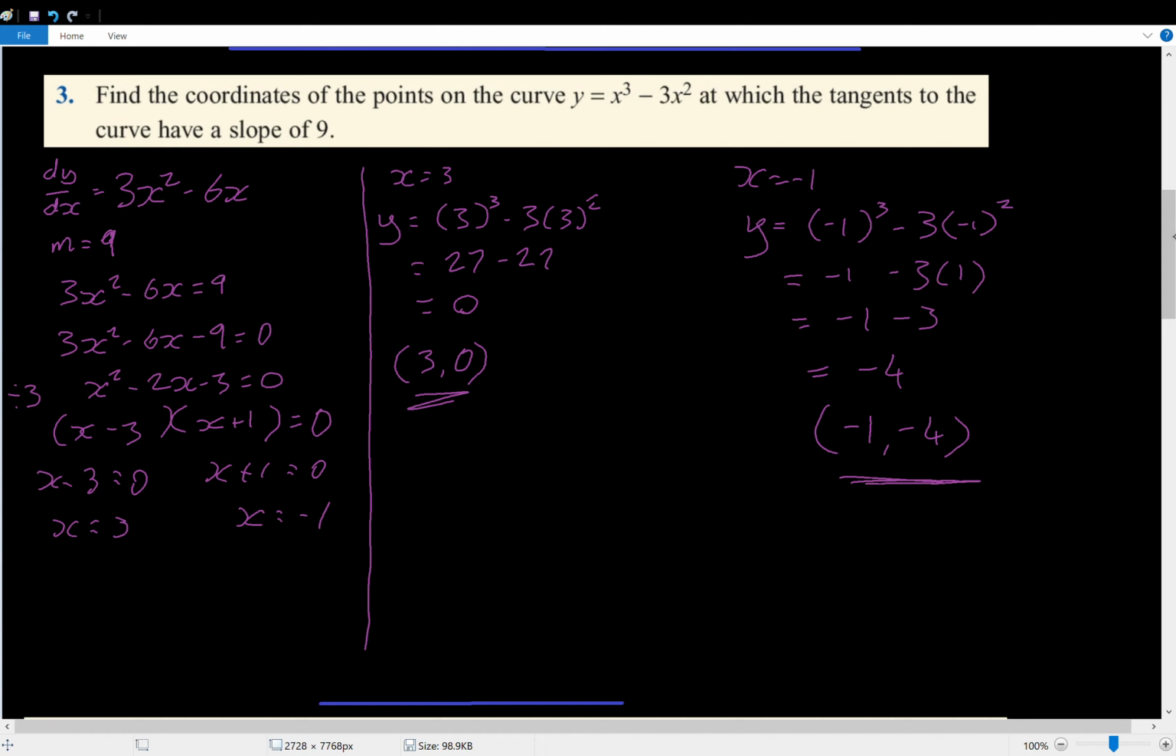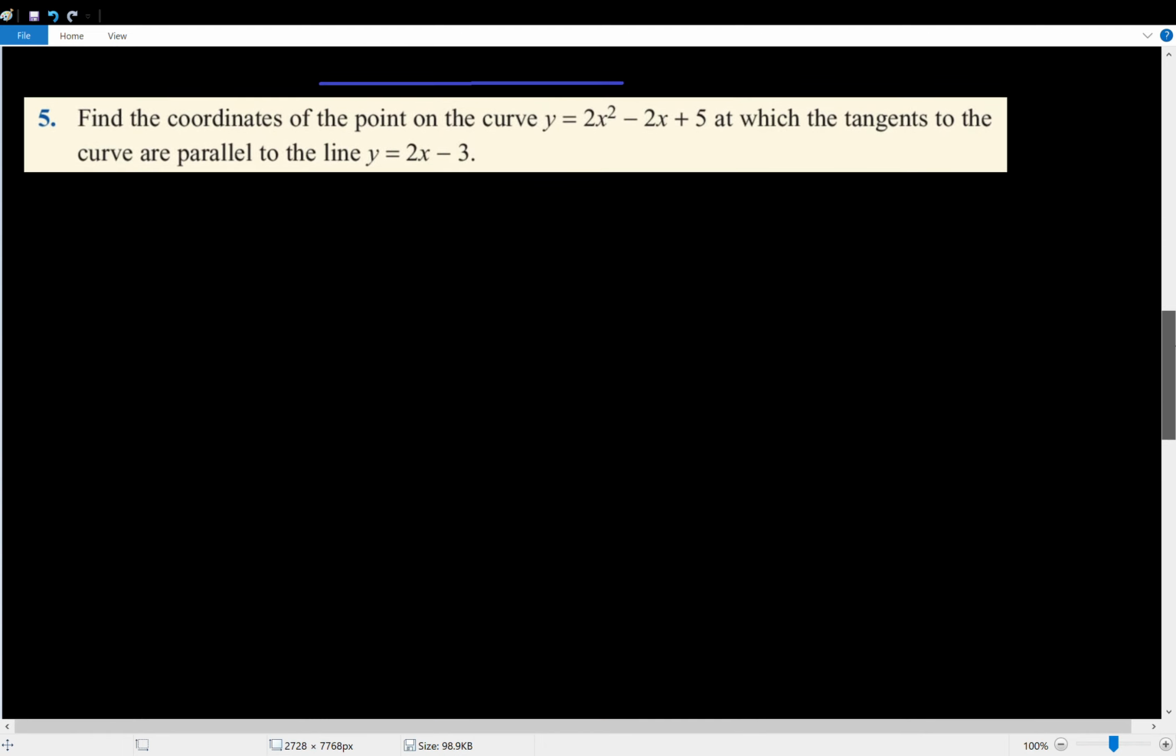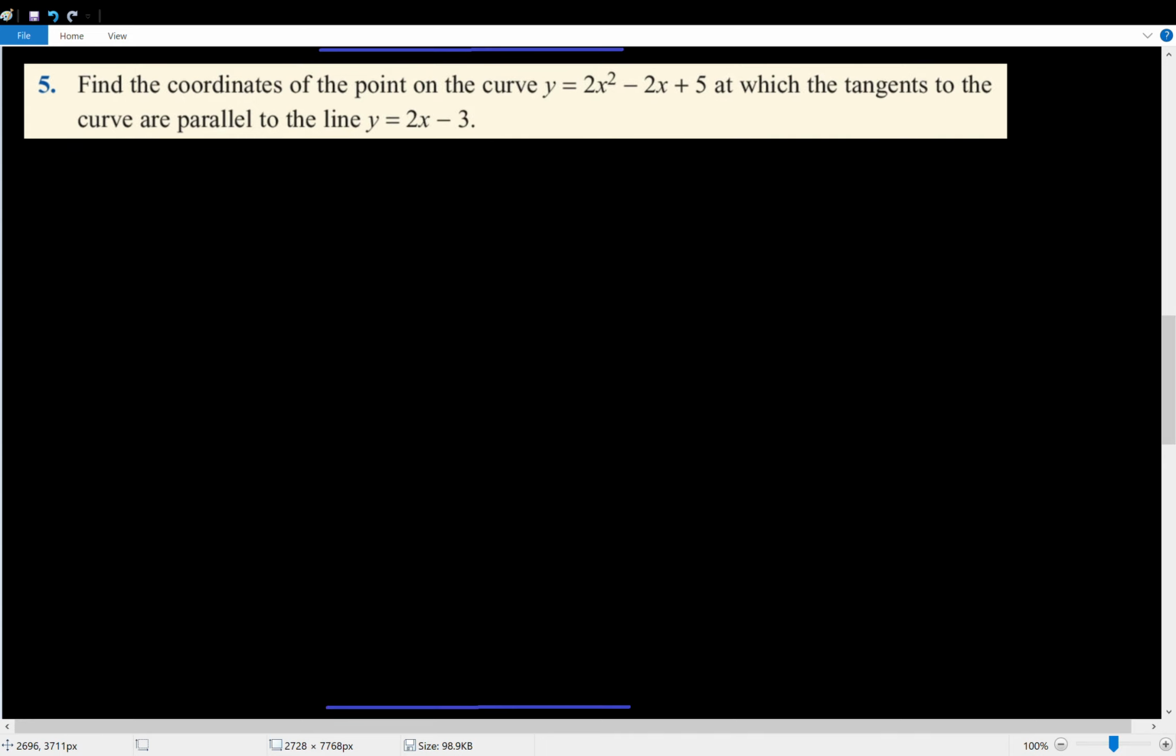Now let's have a look at a slightly different way of phrasing this question in question 5. Question 5, we've got to find the coordinates of the point on the curve y is equal to 2x squared minus 2x plus 5, at which the tangents to the curve are parallel to the line y equals 2x minus 3. So they're not giving us the slope, but they're giving us a line that is parallel to our tangent. So we've got to figure out our slope to start with.